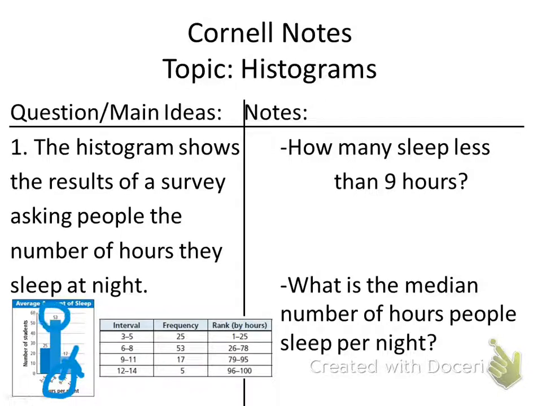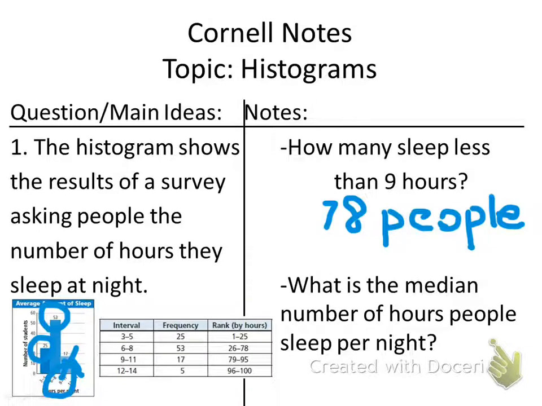So I count 53 here and 25. When I add 53 plus 25, I get 78 people sleep less than 9 hours. And make sure you write people because you are describing what the number 78 is. Okay, next, what is the median number of hours people sleep per night?